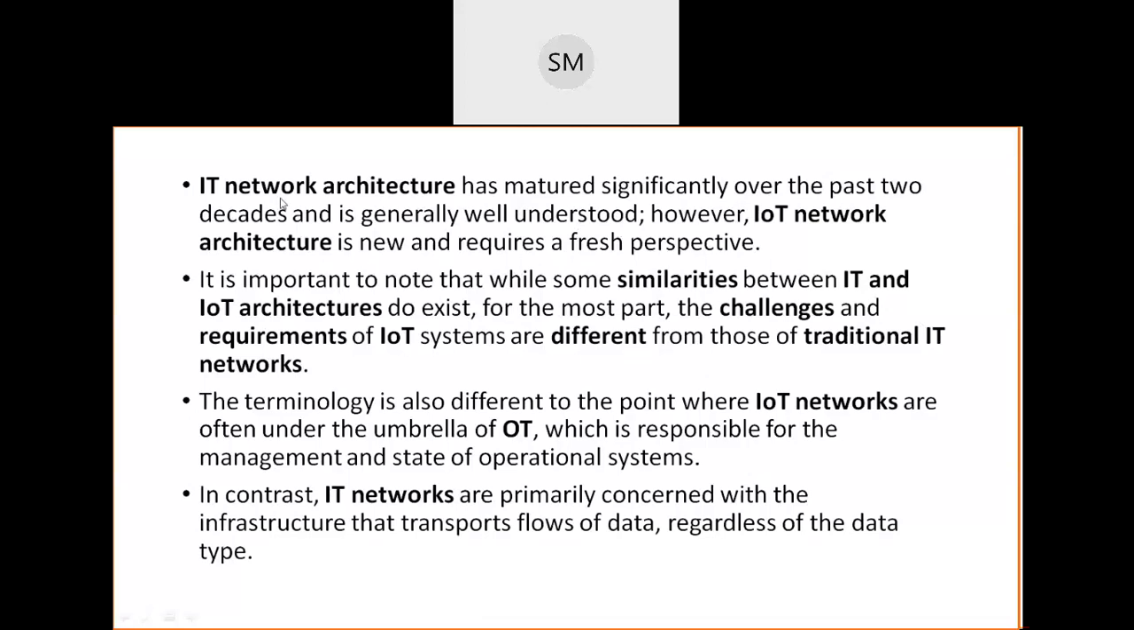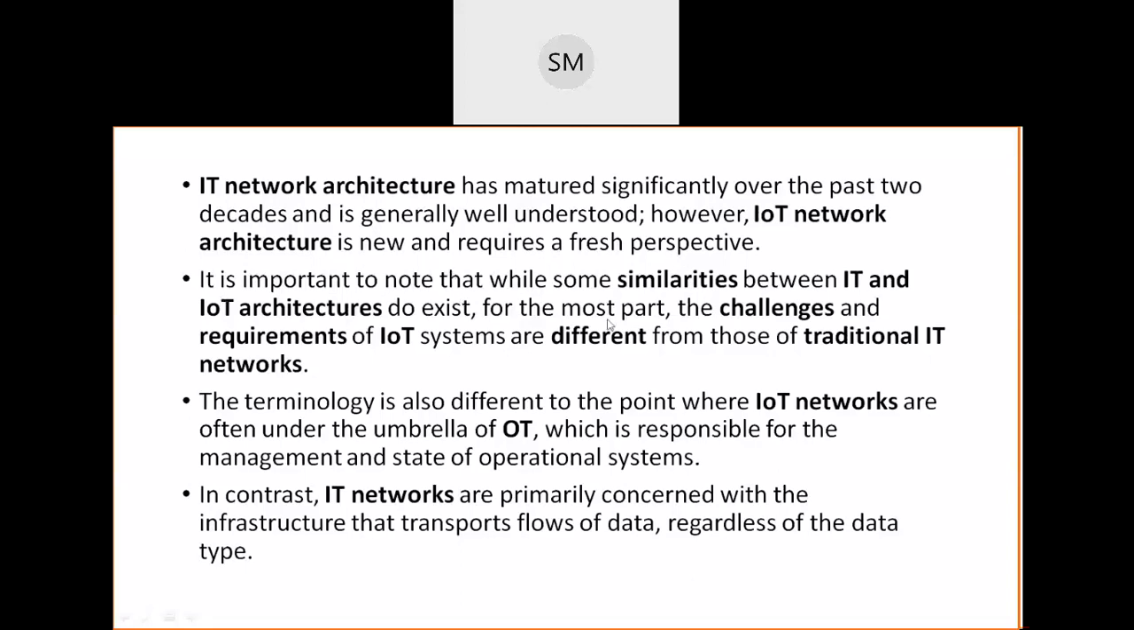Because for 20 years we have been listening to IT, correct? But IoT, we have been hearing about only for the past 4 to 5 years, right? So IT network architectures are very mature, but IoT network architectures are very new to the world now. And they require a fresh perspective. Fresh perspective means they require the attention of people, a lot more attention from the people.